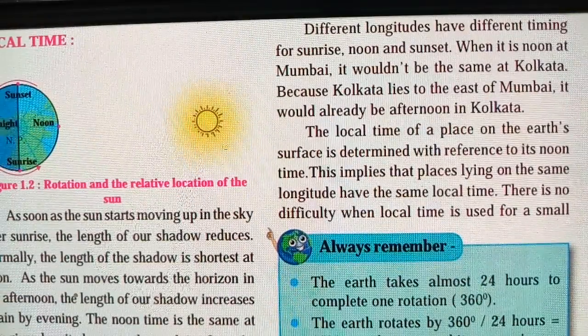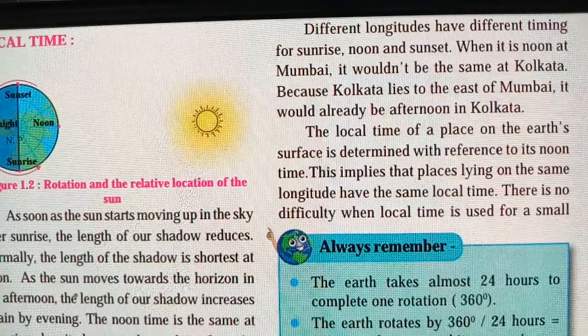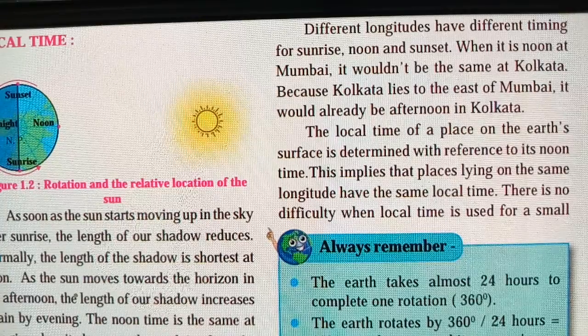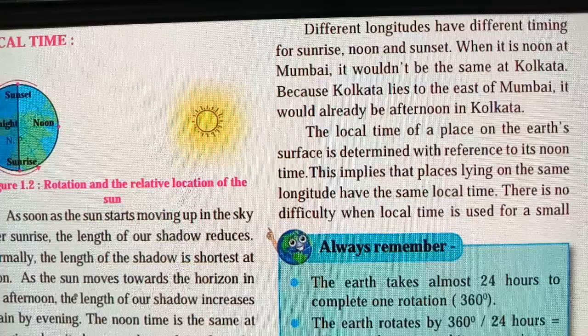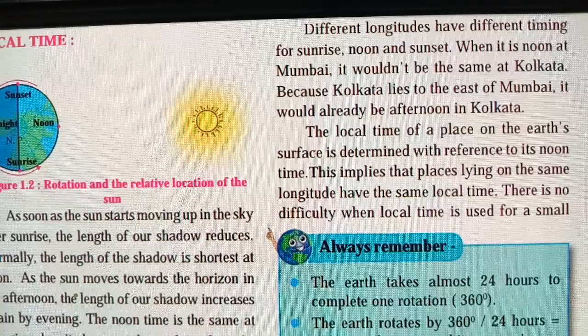Different longitudes have different timing from the sun. As I've already told you, they are having different times at different longitudes. When it is noon at Mumbai, it would be the same at Kolkata. Why? Because we are having one country, we are having one border. So Mumbai is having the same time, and Kolkata is also having the same time. So we are having the same longitudes in our country. Because Kolkata lies to the east of Mumbai, it will already be afternoon in Kolkata. So Kolkata is having afternoon, and Mumbai will also have afternoon.